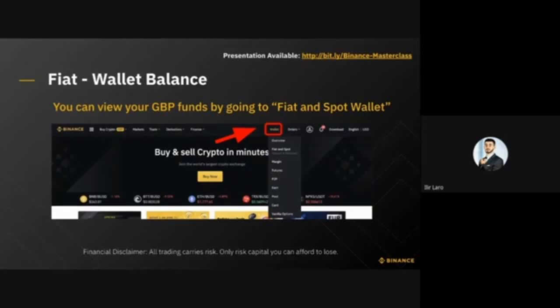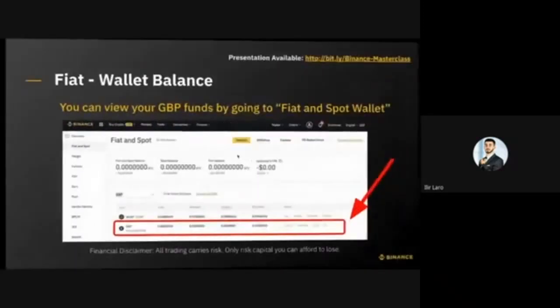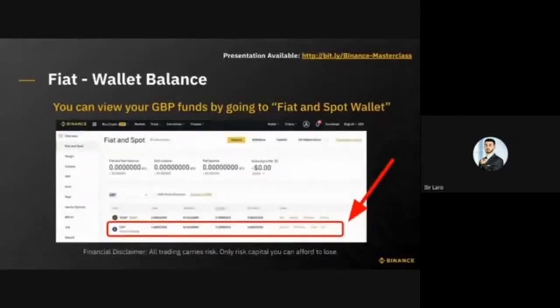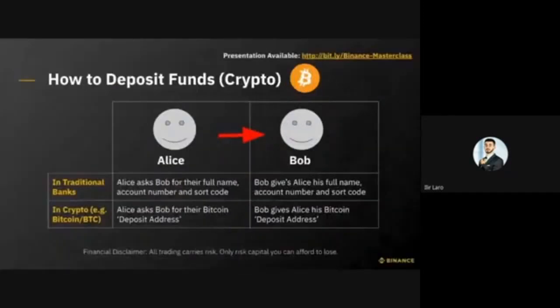To do this, hover over Wallet on the top navigation bar and click on Fiat and Spot. You'll be directed to your wallet page. Type in GBP, and you'll be able to see your GBP amount on this page. So that summarizes how to deposit GBP.